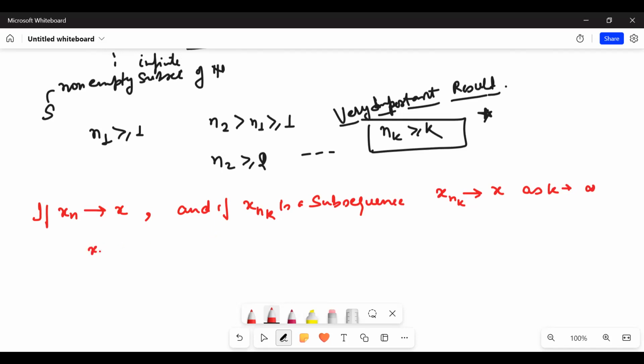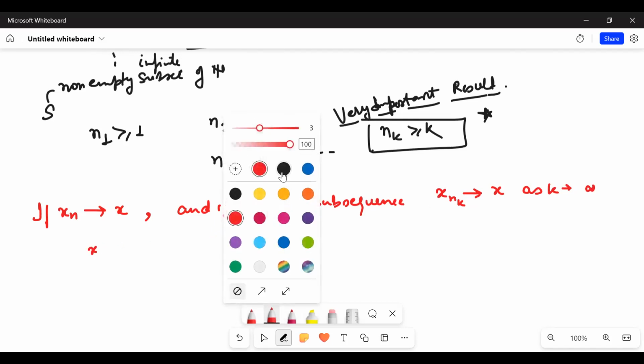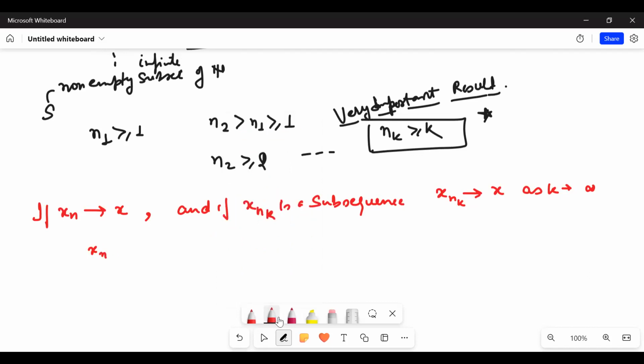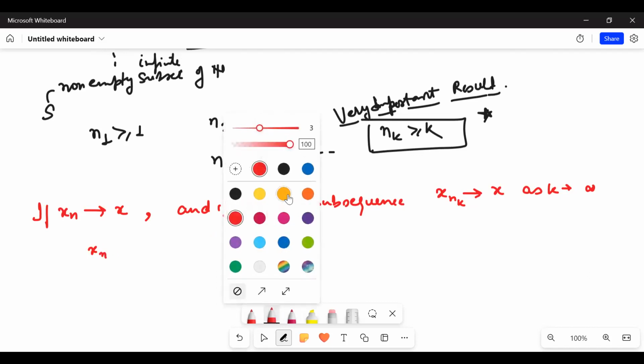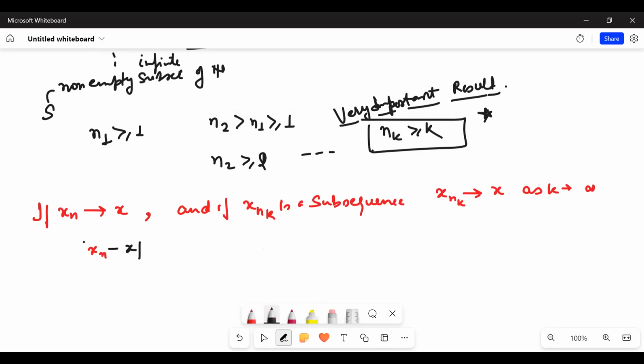So I understand that xn converges to x means what? It means the modulus of xn minus x can be made less than epsilon for all n greater than or equal to capital N.